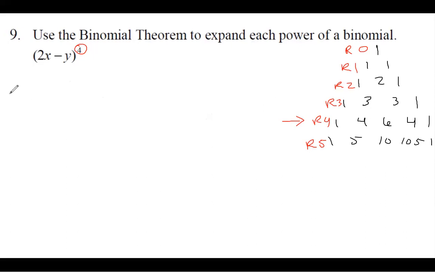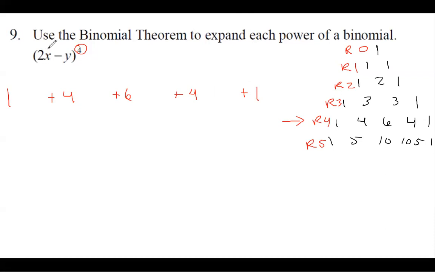We write them out. So we have 1, a little bit of space, my next term, 4, a little bit of space, 6, a little bit of space, 4, a little bit of space, and the last coefficient is 1. Okay, now remember that there are 2 terms.